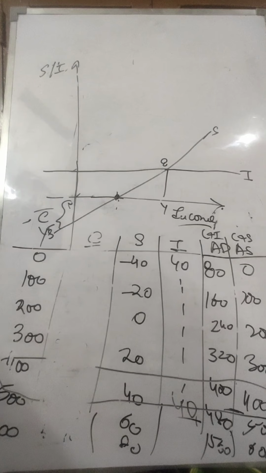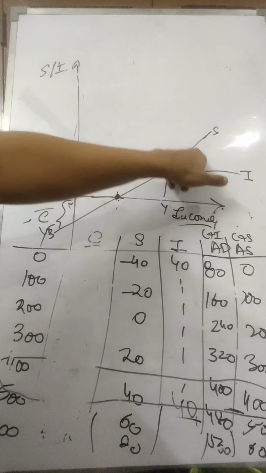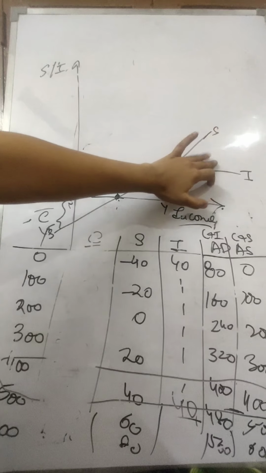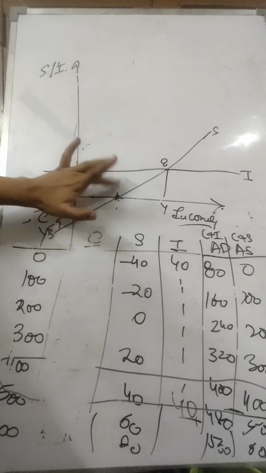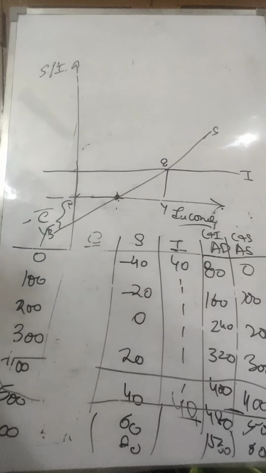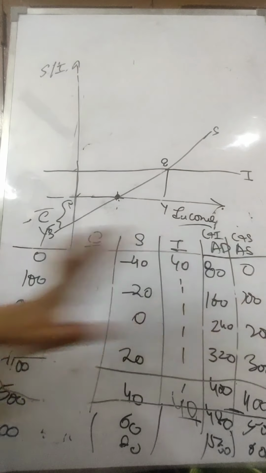Again, there is a question that mostly comes, if you can relate to this: whenever your savings are more and your investment is less, and whenever your savings is less and investment is more, that is indirectly proportional to AD and AS.